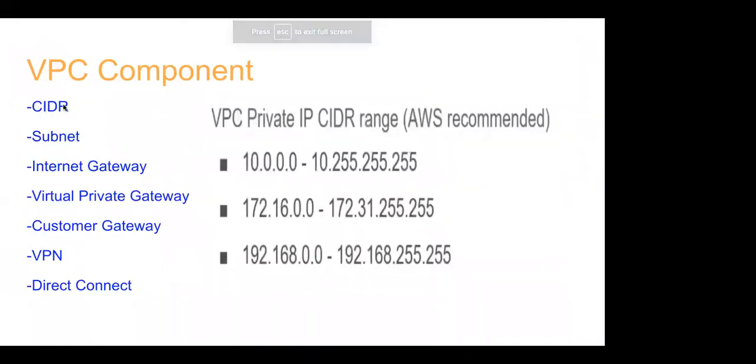So CIDR, you've understood CIDR. It's just a notation which gives you the ranges. Okay, and these are the ranges. Then we talked about subnet, which is dividing your network into subnetworks.